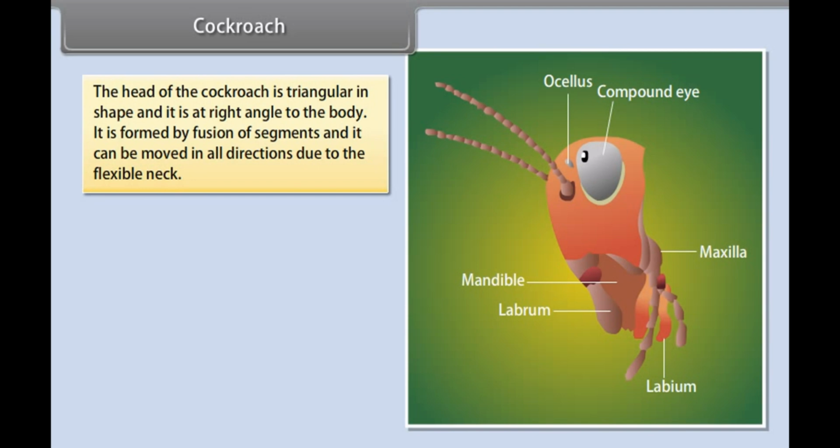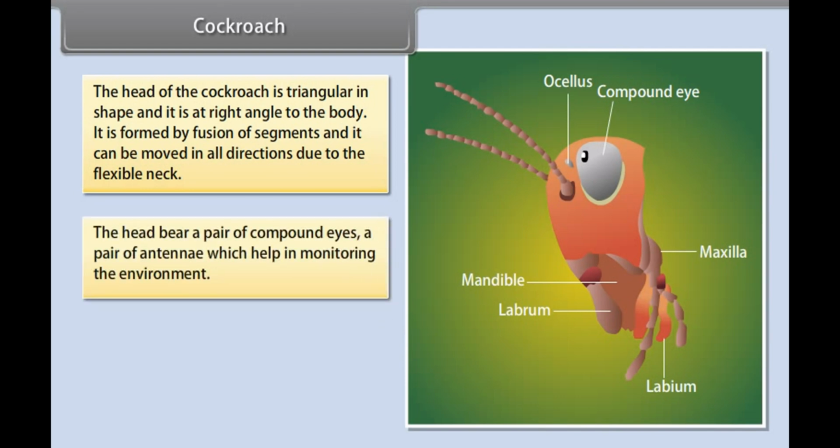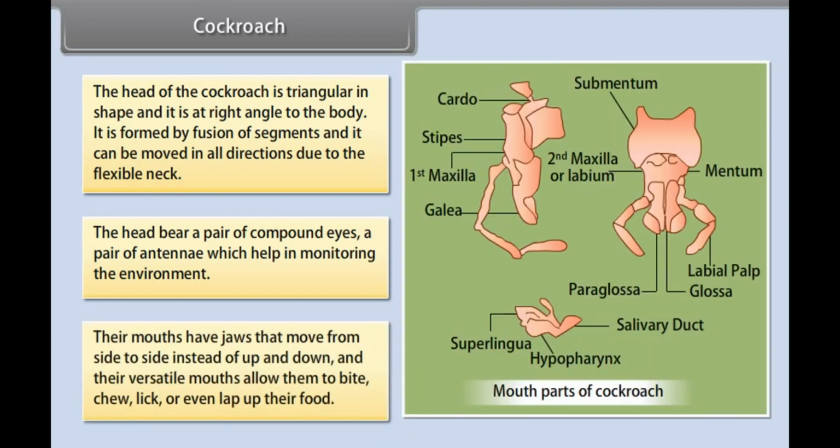The head of the cockroach is triangular in shape and it is at right angle to the body. It is formed by fusion of segments and it can be moved in all directions due to the flexible neck. The head bears a pair of compound eyes and a pair of antennae which help in monitoring the environment. Their mouths have jaws that move from side to side instead of up and down, and their versatile mouths allow them to bite, chew, lick, or even lap up their food.